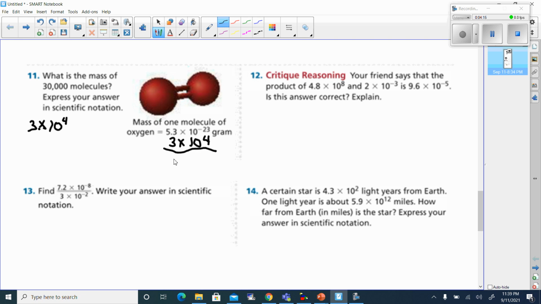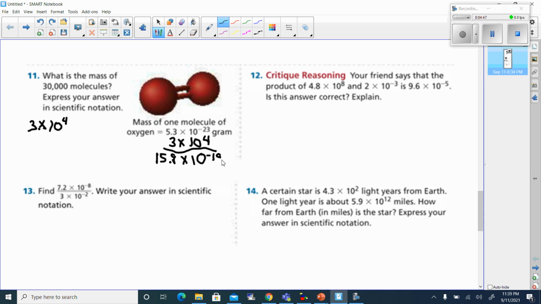Three times 3 is 9. And 3 times 5 is 15, excuse me. And we have 1 decimal place, so it would be here, 15.9. And then we multiply this by, remember, when we're multiplying, we combine these with a negative 23 and a 4, so that's going to be 10 to the negative 19th power.